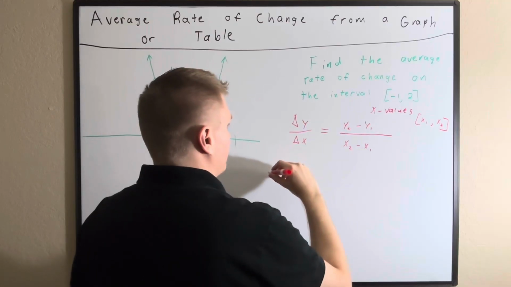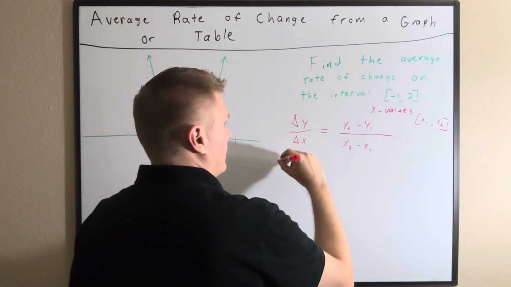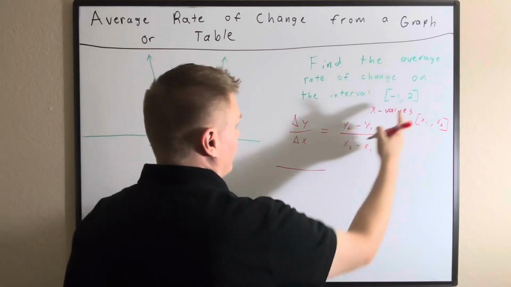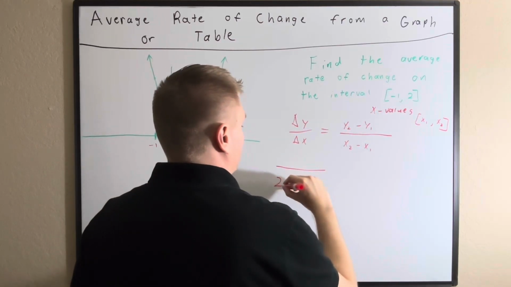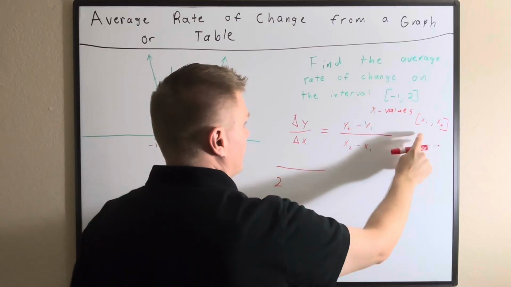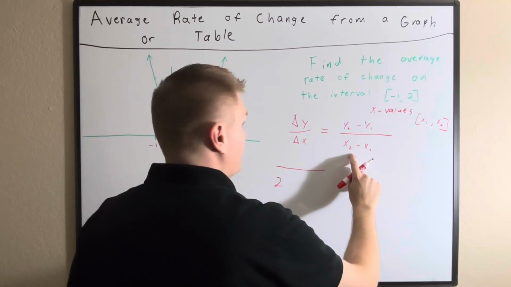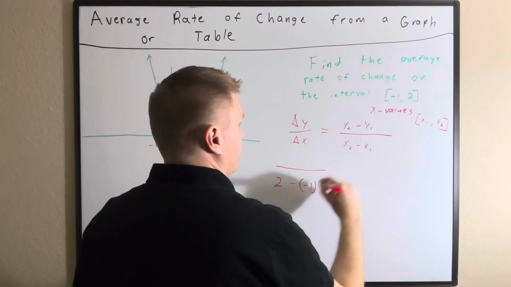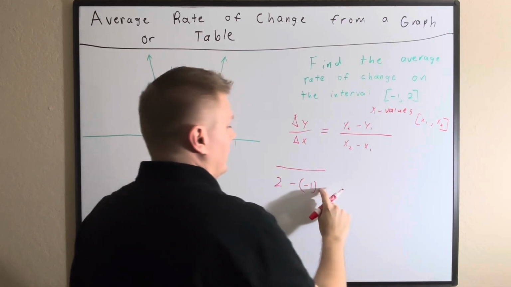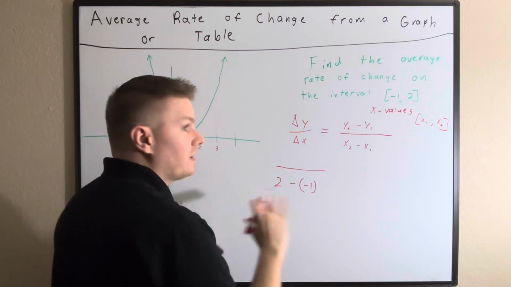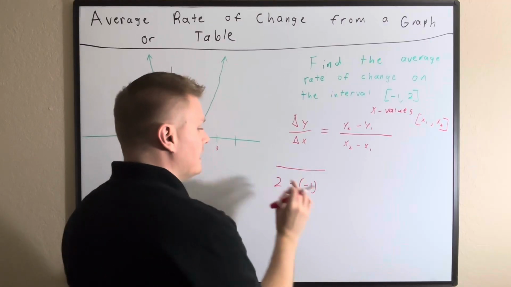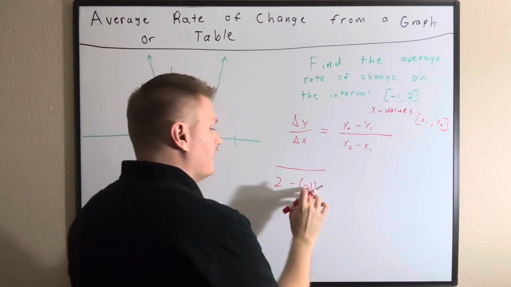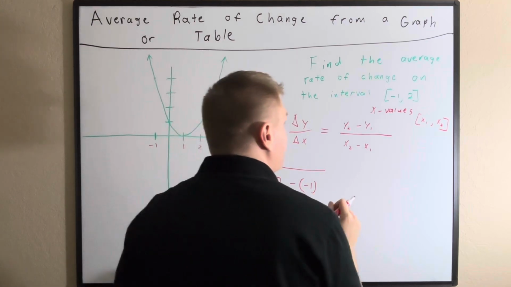So what do we have here? Well, we know the denominator. We have 2 is our x2, right? So x2 comes first, minus (-1). x1 is our -1. I put in parentheses because whenever I substitute, I always put parentheses just to make sure that I don't get confused about those signs. Double negative is going to be a positive.